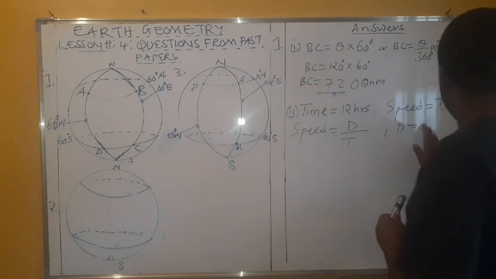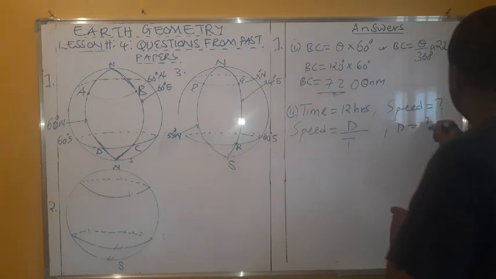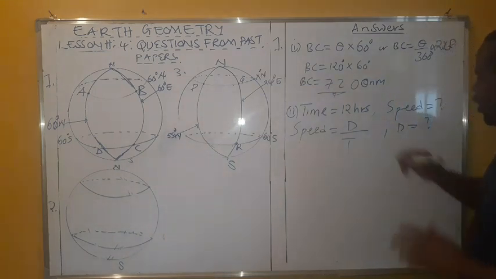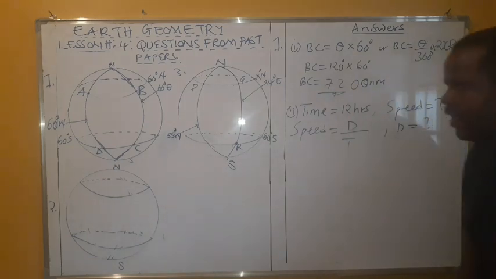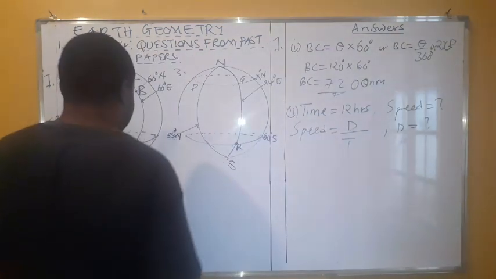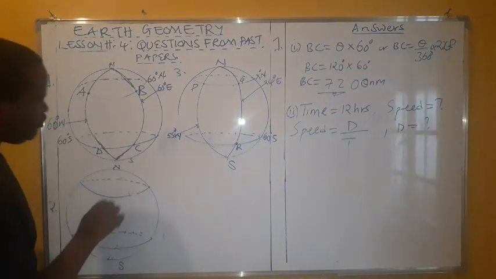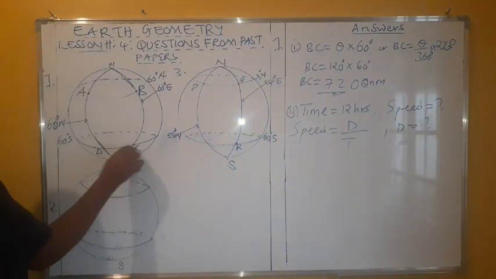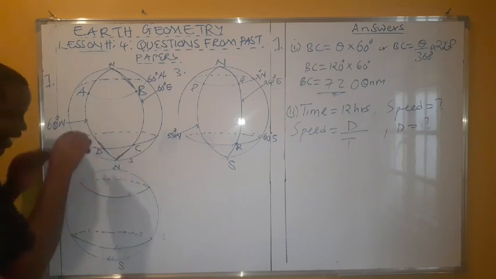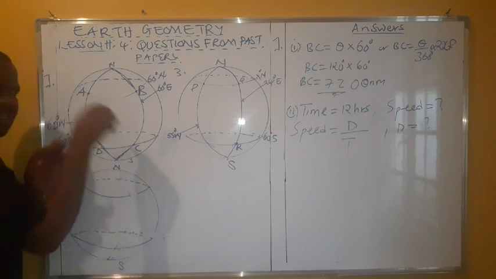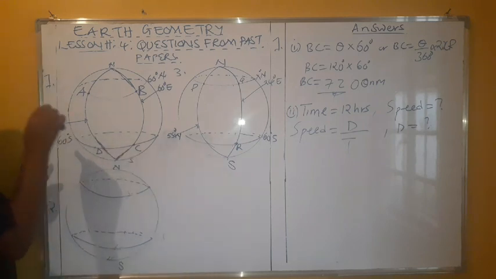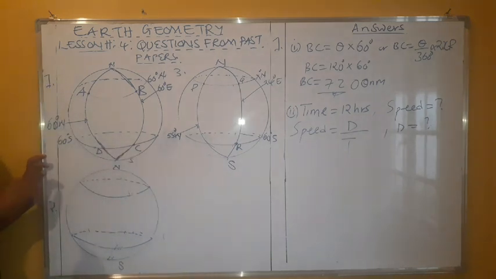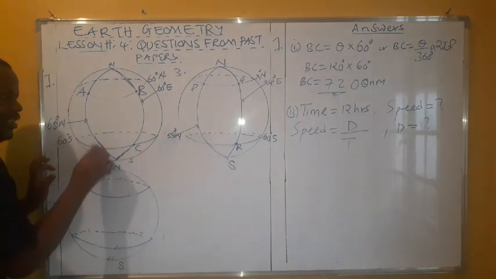Let me not put that. It's not there again. So we must find distance in order for us to find speed. Now, for us to find distance, you look at where the points lie. In this case, C and D lie on the same circle of latitude, 60 degrees south. So you must find the distance that exists between D and C.